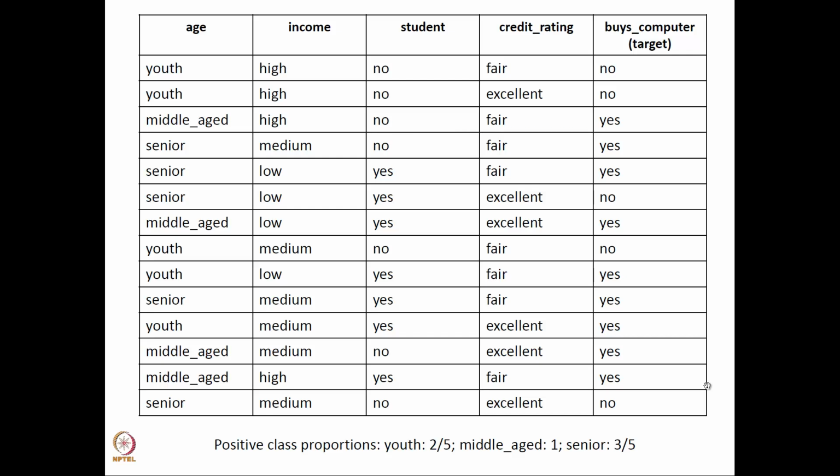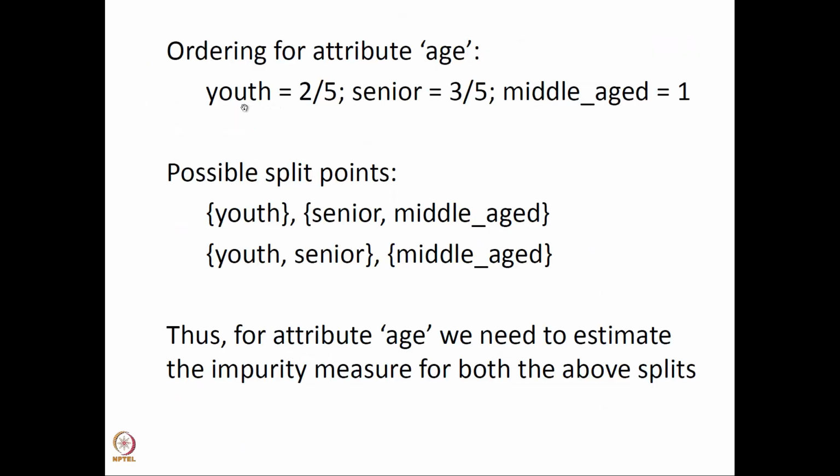As we can see from the table, age can take 3 distinct values. Now we look at the positive class proportions for each of the values. We see that when age equals youth, 2 out of 5 observations belong to the positive class. For age equal to middle-aged, each of the 4 observations belong to the positive class, and when age equals senior, 3 out of 5 observations belong to the positive class. Thus we have an ordering for the attribute age: youth, senior, and middle-aged.